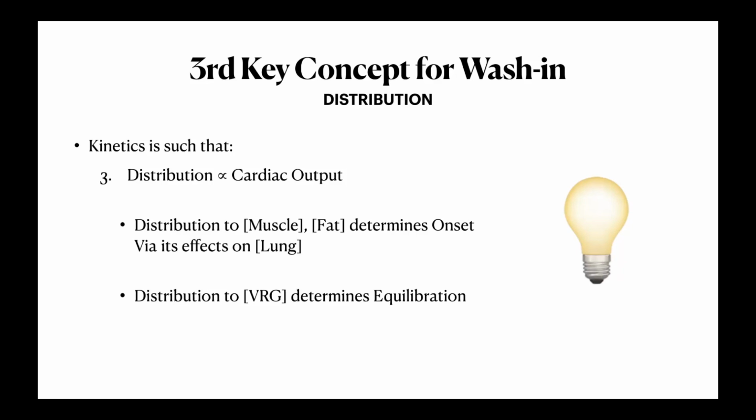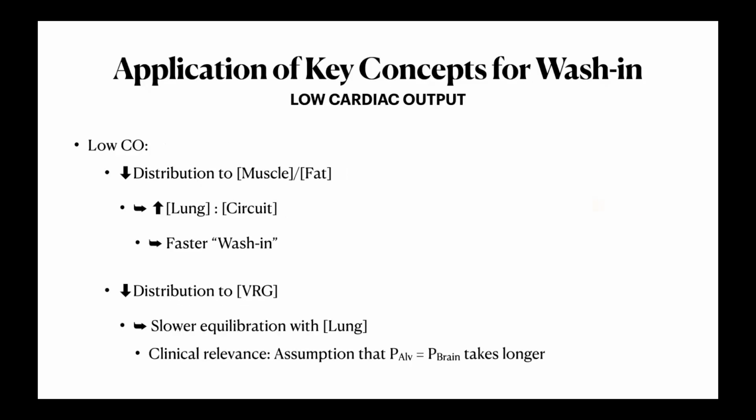Now, the other thing with distribution is that when we talk about it to the vessel-rich group, that is going to be determining equilibration. So in other words, a high distribution or high cardiac output means that equilibration is going to occur a lot quicker. A slow distribution to the vessel-rich group or slow cardiac output means that equilibration is going to take a lot longer. And let me just go through the key scenarios that you're going to be faced with.